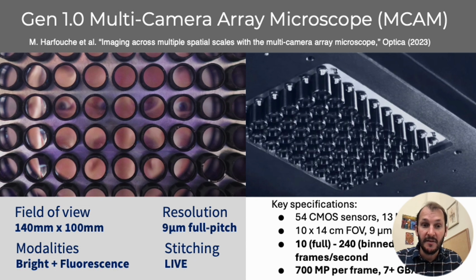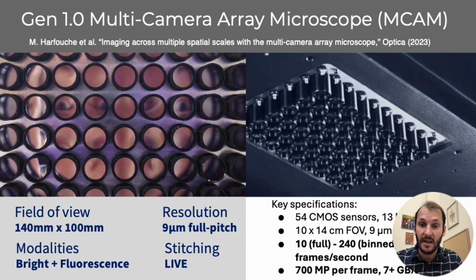So our first generation of this MCAM technology is shown here. It contained 54 individual cameras. Each camera had 13 megapixels, so a total of approximately 700 megapixels, or 0.7 gigapixels. The field of view of this system was approximately 100 by 140 millimeters, so 10 by 14 centimeters. And the resolution we were designing towards, to look at model organisms, was about 4.5 micrometers per pixel, or a 9 micrometer full pitch 2-point resolution.